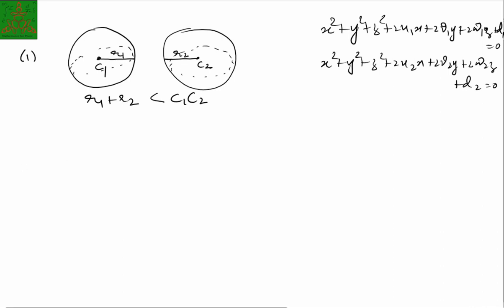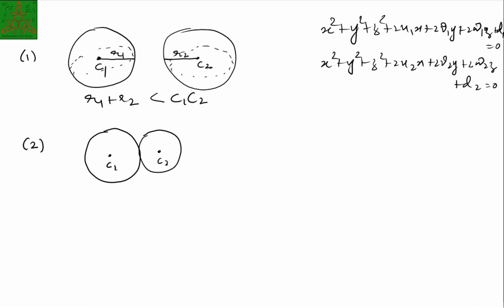The second possibility is that they are intersecting at one point. If this is one sphere and this is another sphere, in this situation this is C1 and this is C2, this is R1 and this one is R2. R1 plus R2 is the same as C1C2. Then we can say that they are intersecting externally. So they are touching externally, that is one case.